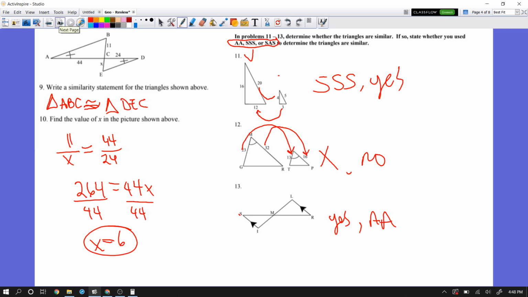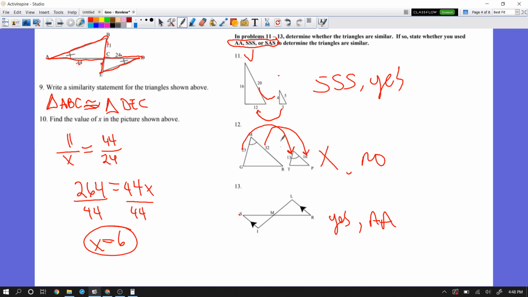Okay, this says write a similarity statement. Just make sure that you're choosing the order correctly. So A to B to C, that's a triangle. So that means we start at D, went through the hypotenuse, went to C, DEC. ABC is similar to DEC. And then all you do is set up corresponding sides, 11 and X, 24 and 44. Just make sure you have it in the right order. So 11 and X, 44 and 24.